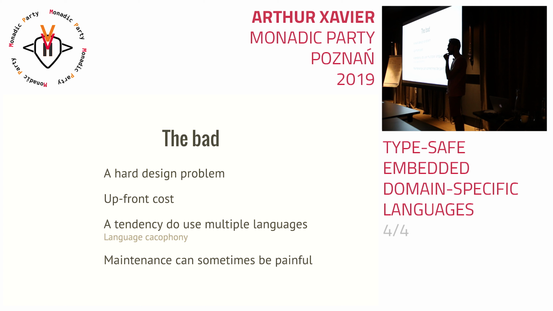The bad thing, though, is that, as with any abstraction tool, it's always a hard design problem to cook up all of this stuff. You have some sort of upfront costs because you need to build a DSL, right? They just don't fall from the sky. And in some cases, we have a tendency of using multiple languages, and that can lead to some sort of language cacophony, where, especially in the language-oriented programming setting, you have multiple languages, all of them communicate with each other, and you have to know all of them, right?